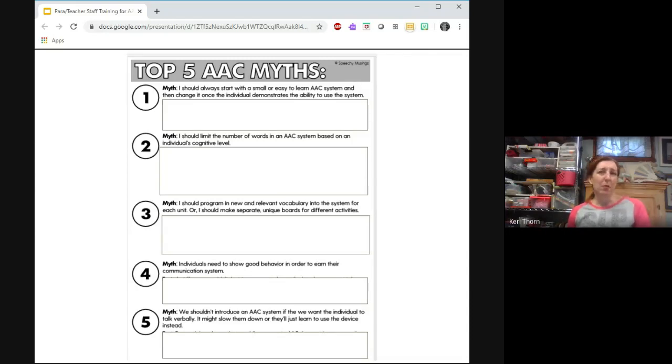So it's not really the most efficient use of, if I only have 30 minutes to program, I really want to focus on what's going to be really effective for them. What are they going to use so much more throughout their day? And we're going to get into that again when it comes to core vocabulary.